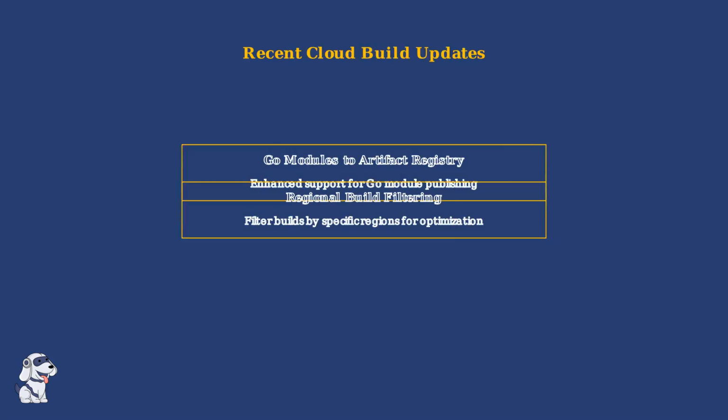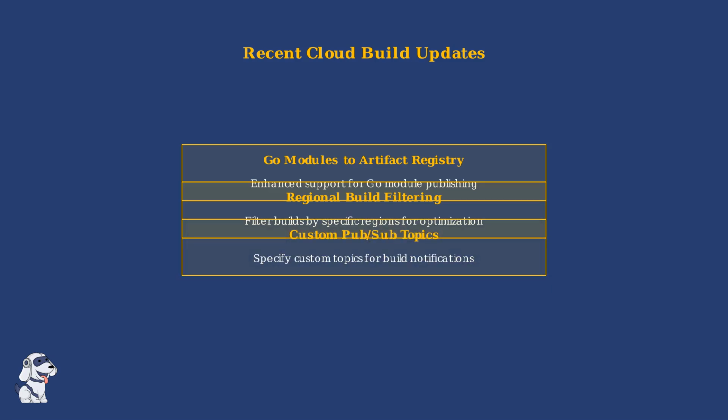Recent updates to Google Cloud Build have introduced several significant enhancements that improve functionality and integration capabilities for modern development workflows. The first major update enables pushing Go modules directly to Artifact Registry, streamlining the distribution of Go packages. Regional build filtering allows developers to optimize build performance by selecting specific geographic regions for execution. Additionally, the ability to specify custom Pub/Sub topics for build notifications provides greater flexibility in integrating Cloud Build with existing monitoring and alerting systems, enabling more sophisticated CI/CD workflows.